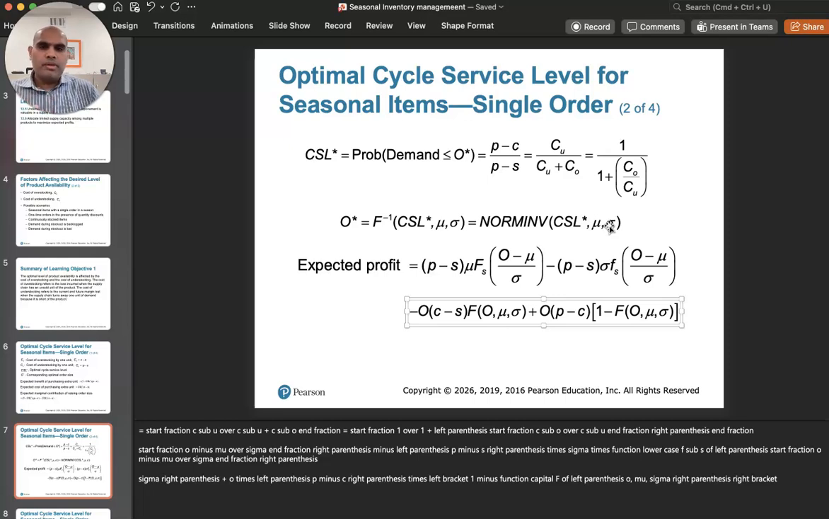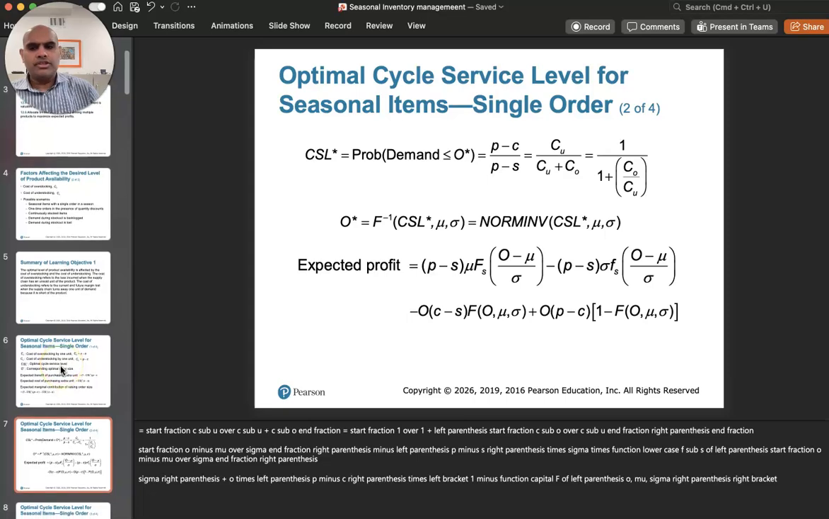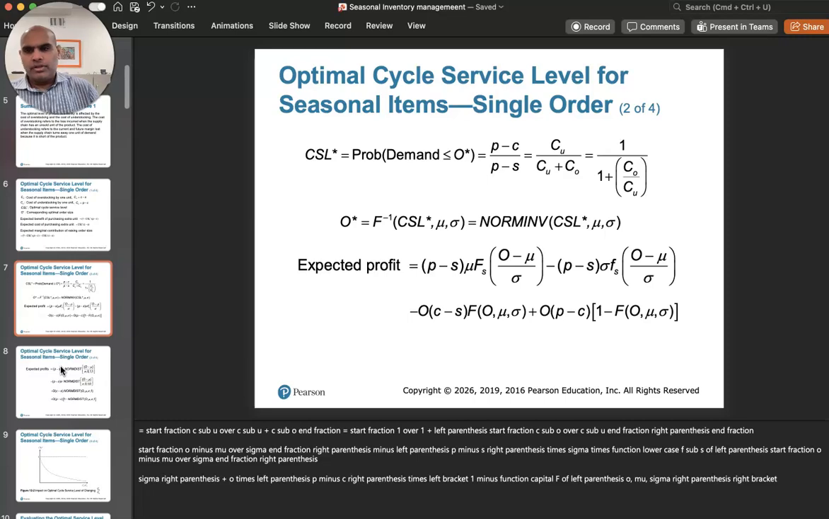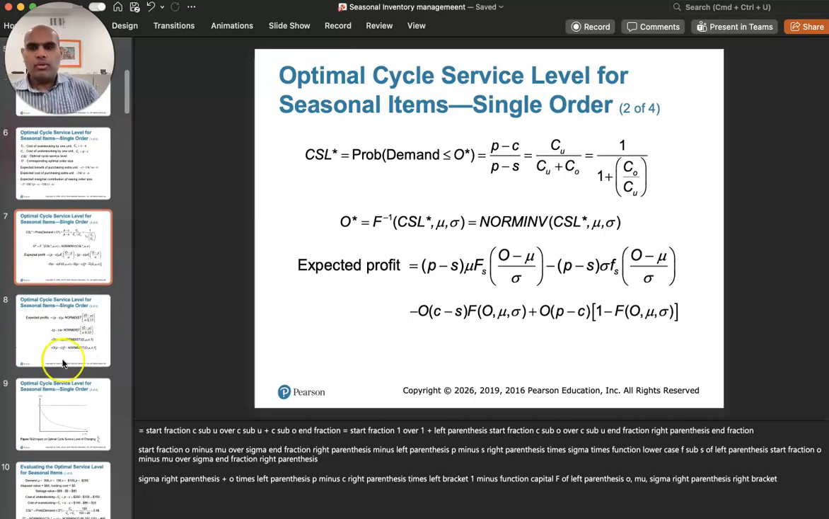You'll know what the mean of demand is, you'll know what the standard deviation of demand is, and you can calculate that. And then you can calculate the expected profit. This is the expression for expected profit. It is pretty involved, but that's how you calculate it. There is a derivation of how this expected profit is calculated at the end of the chapter. If you're interested, you can take a look at it. It is not a difficult derivation by any means. I'm just skipping over it for lack of time, not because I don't think you have the knowledge of doing that.